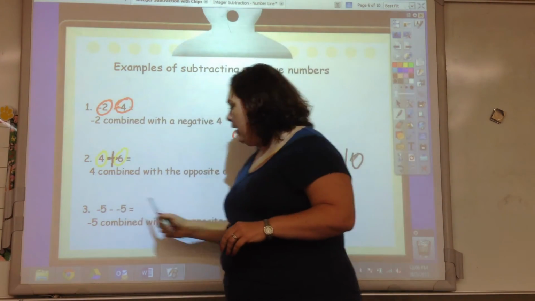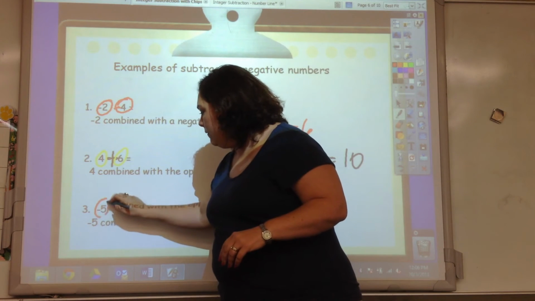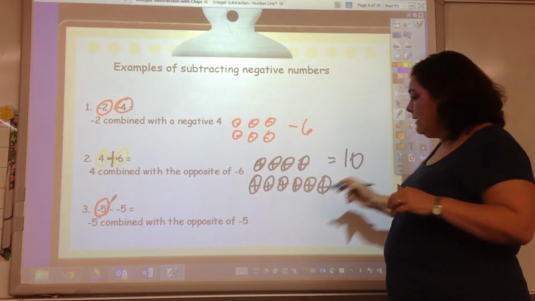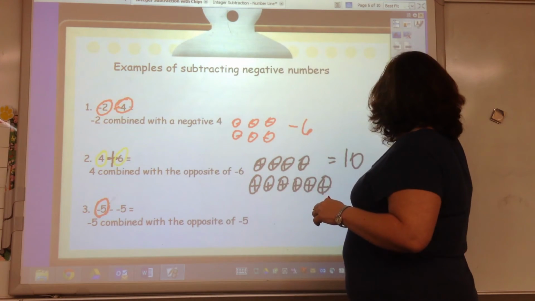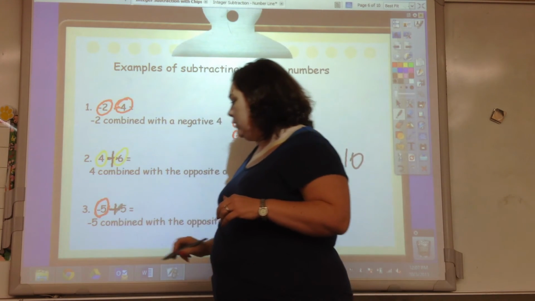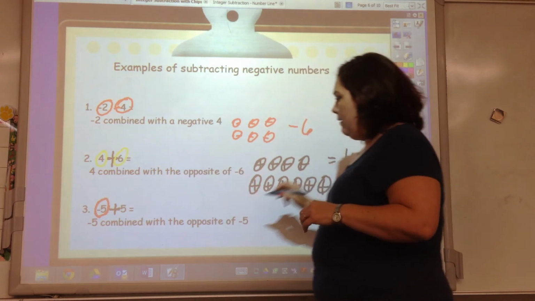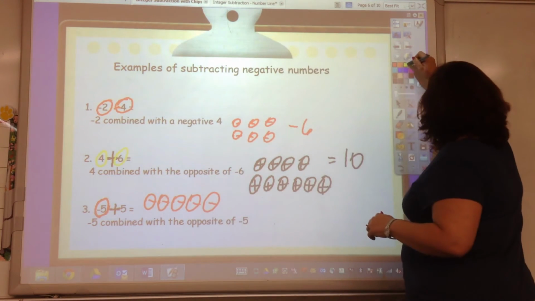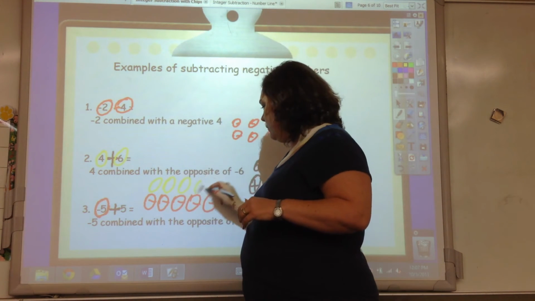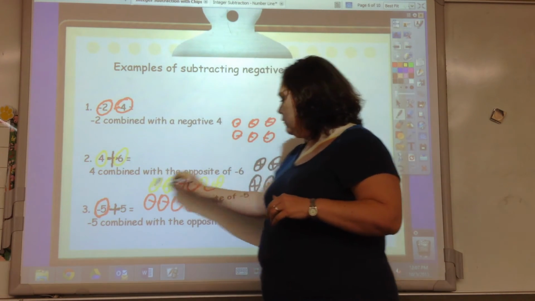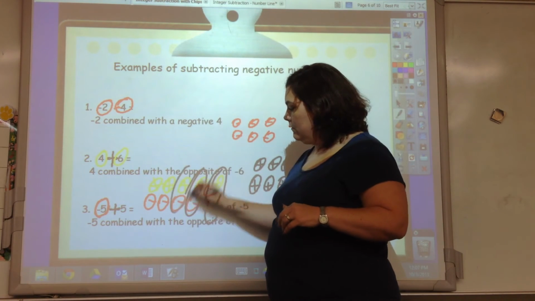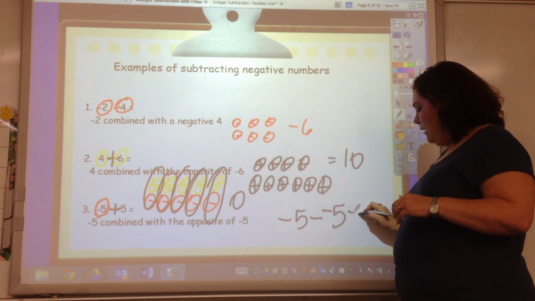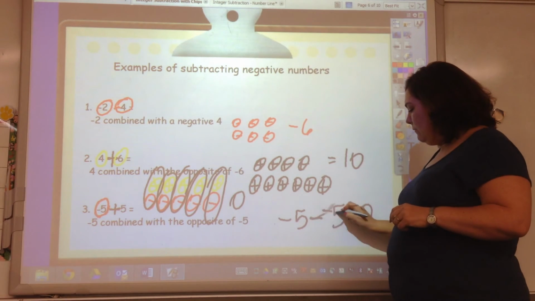So now we have -5, so we're going to mark that as negative. And we've got this double negative here, a negative and a negative, subtracting a negative from a negative. I am going to turn it into a big addition sign. So now it is -5 and +5. So those are going to zero out to 0. So -5 subtract a -5 equals 0. Okay? And that's because these two negatives you cross out and make a positive.